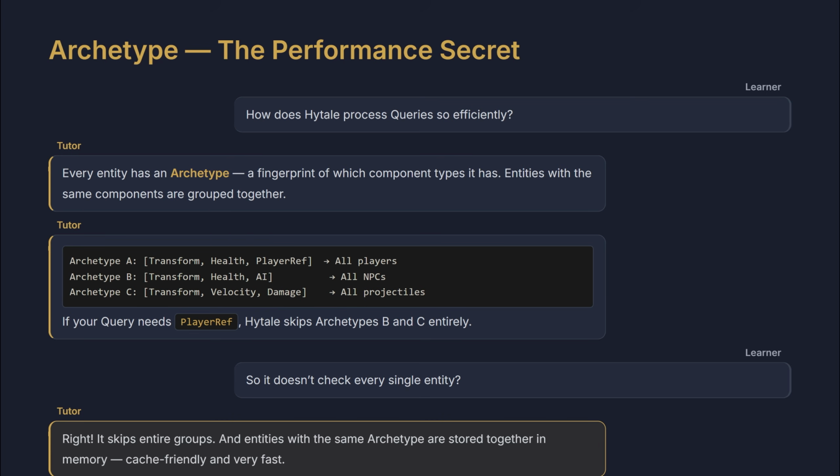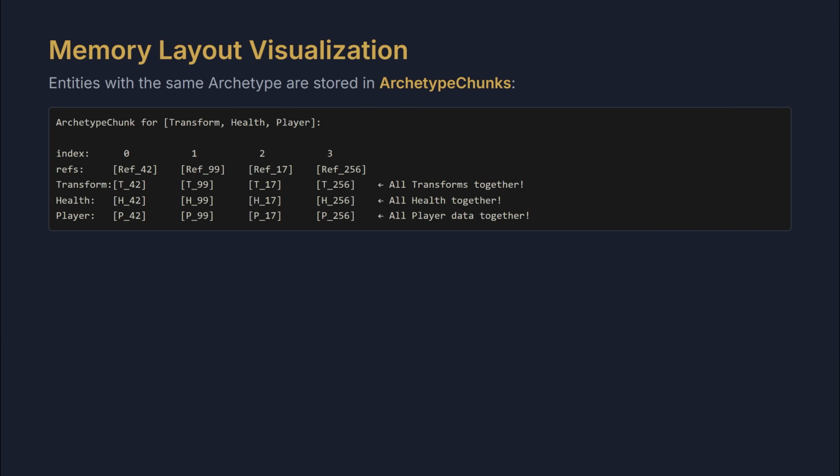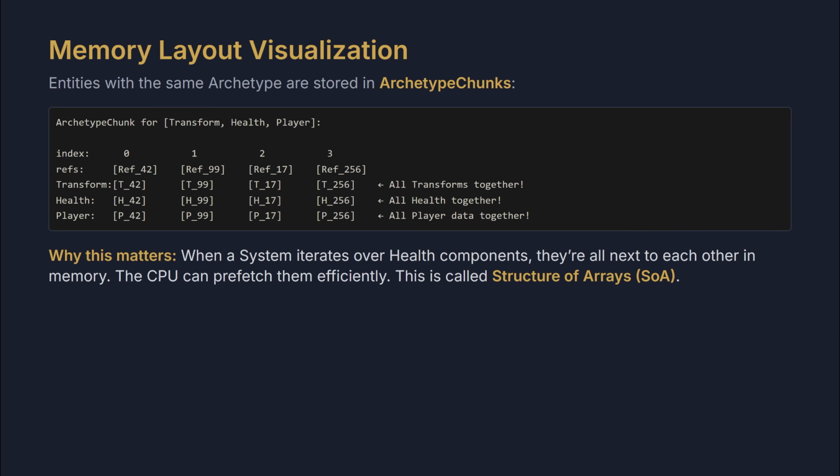And entities with the same archetype are stored together in memory. That's very cache friendly and very fast. So if you look at the memory layout visualization, entities with the same archetype are stored in archetype chunks. And you might ask, hey, why does this matter? Well, you will encounter this class in Hytale itself, and it matters when a system iterates over health components, for example. They're all next to each other in memory. The CPU can prefetch them efficiently, and this is called structure of arrays, and it's why Hytale is so performant in modding.